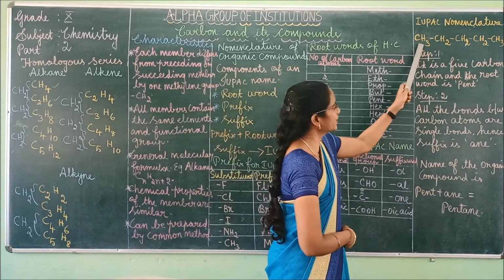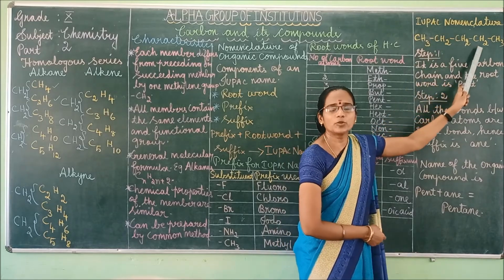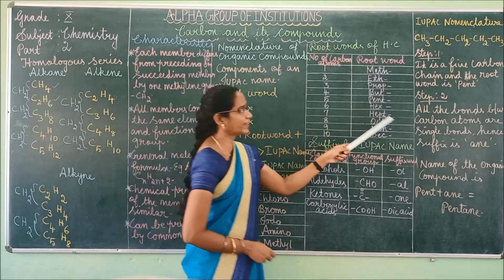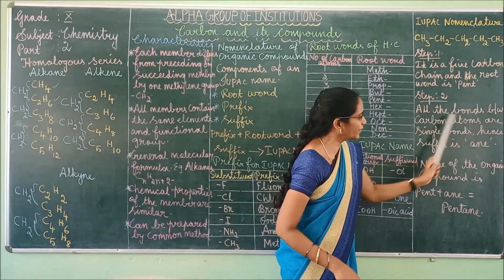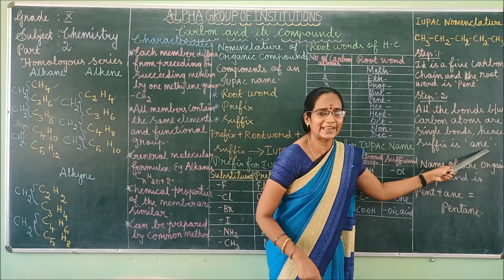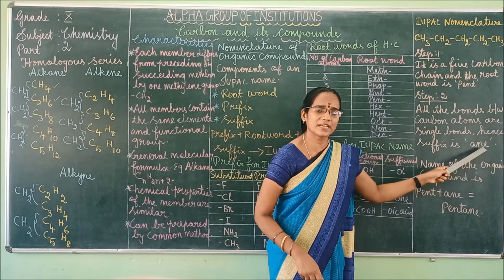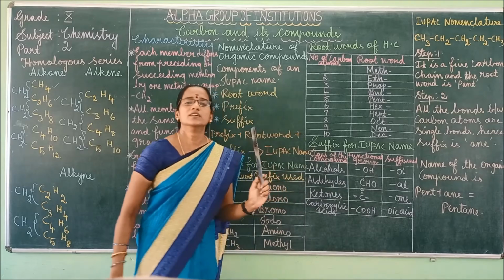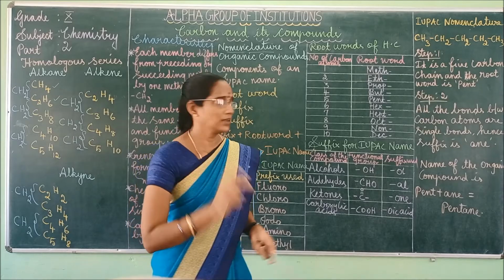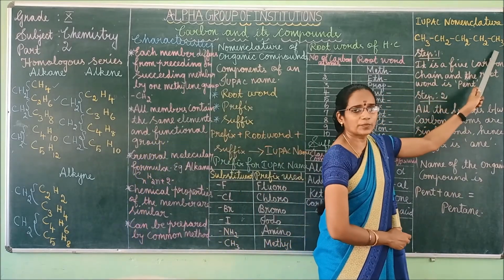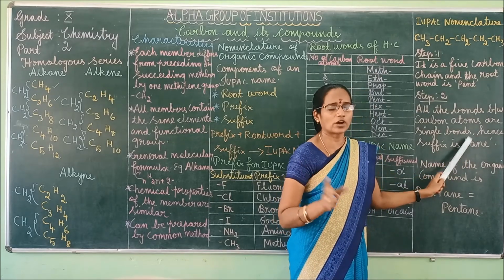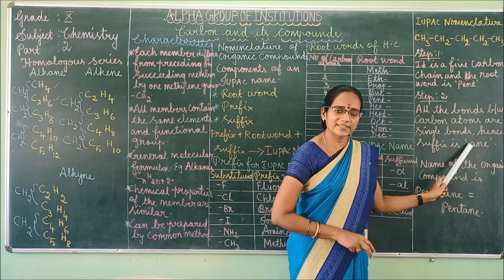See here, all the carbon atoms are connected by a single bond only. All the bonds between carbon atoms are single bonds. Then the suffix we have to use is A. Just now I told you, isn't it? Single bond means A, double bond means E, triple bond means I. So here, all the carbon atoms are connected by single bonds, so suffix A has to be used. So second answer also we got. First answer is pent, second answer is A.